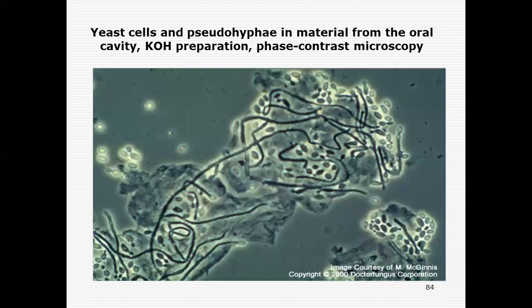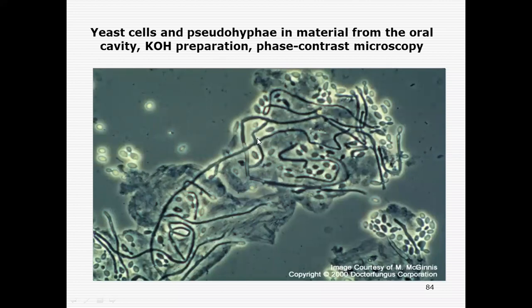Now, this is how the yeast cells and the pseudohyphae look in the material from the oral cavity. If you take this specimen, as you see in case of thrush, and stain it with different stains, this is the phase contrast microscopy, and you can see very clearly, an excellent slide. You see the yeast cells, and these are the pseudohyphae. They're intermingling, tangling with each other. That gives them this sausage-like appearance.